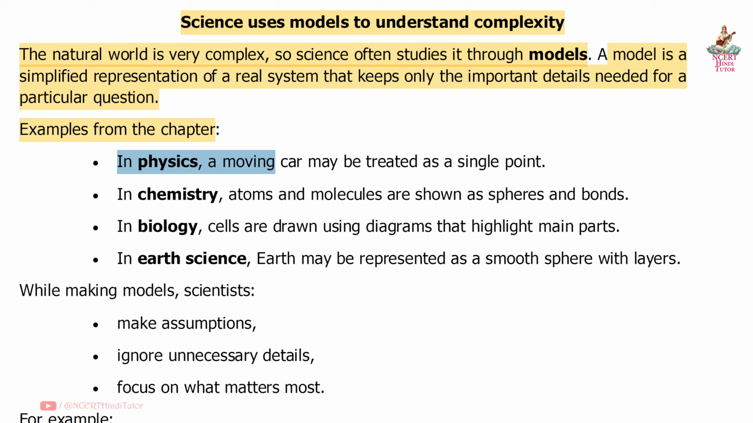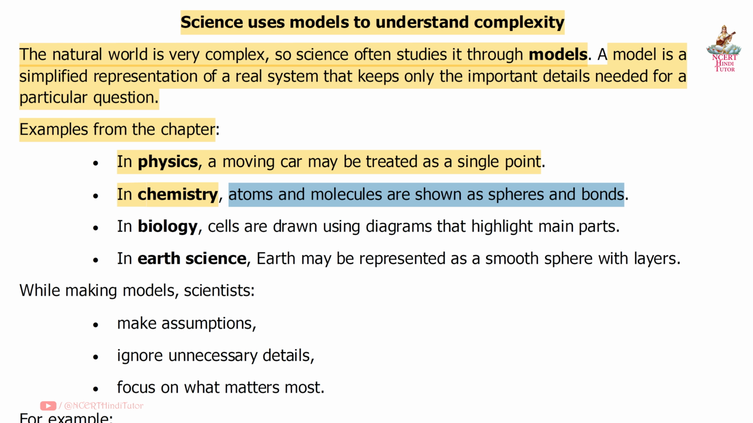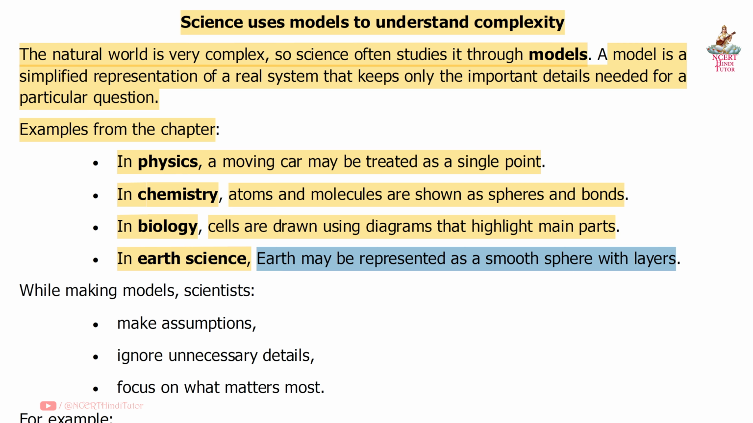Examples from the chapter. In physics, a moving car may be treated as a single point. In chemistry, atoms and molecules are shown as spheres and bonds. In biology, cells are drawn using diagrams that highlight main parts. In earth science, Earth may be represented as a smooth sphere with layers.